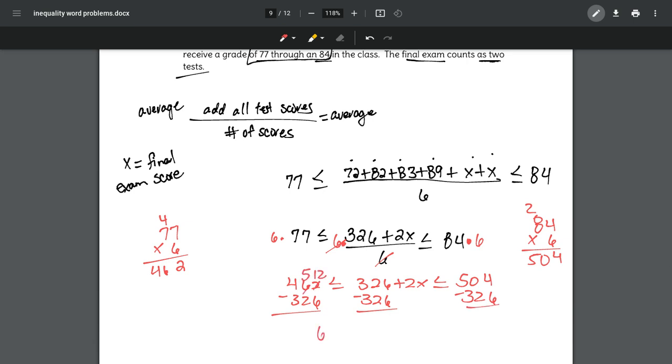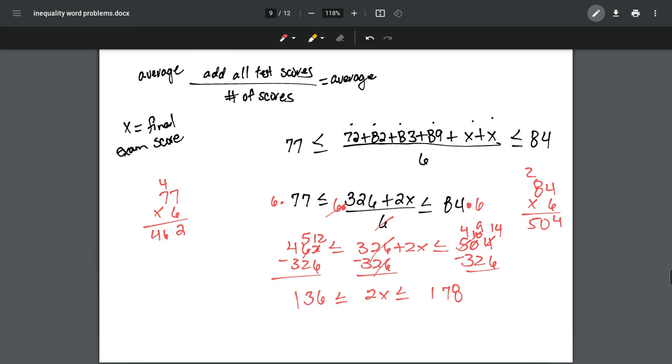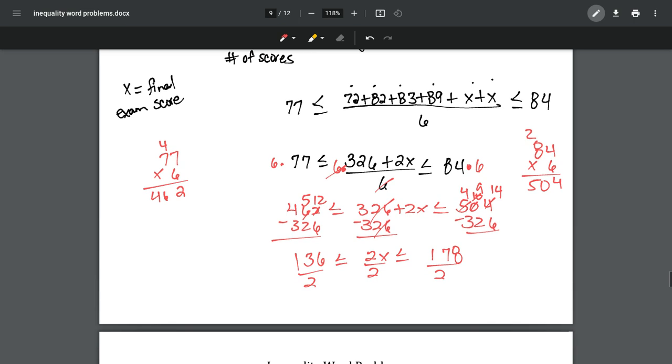So this is 136, less than or equal to 2x, less than or equal to, I'm going to have to regroup here, 178. And then I'm going to divide by 2. That's 68. And here, that's going to be 89.